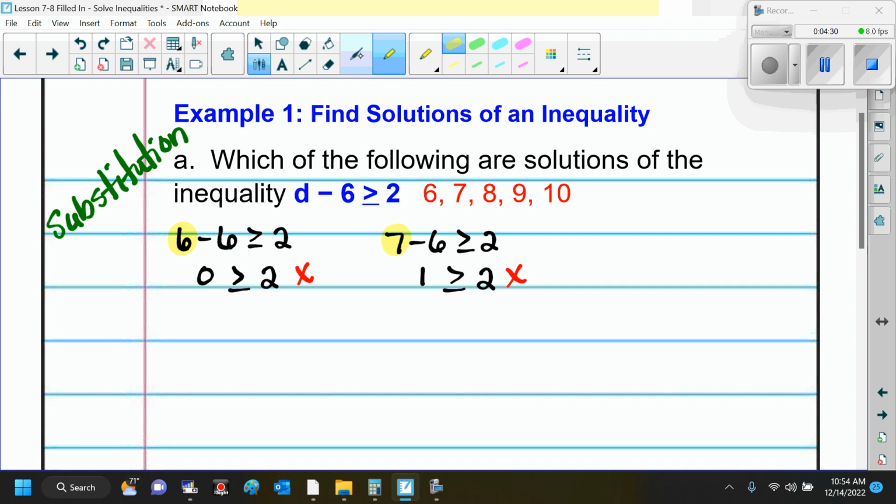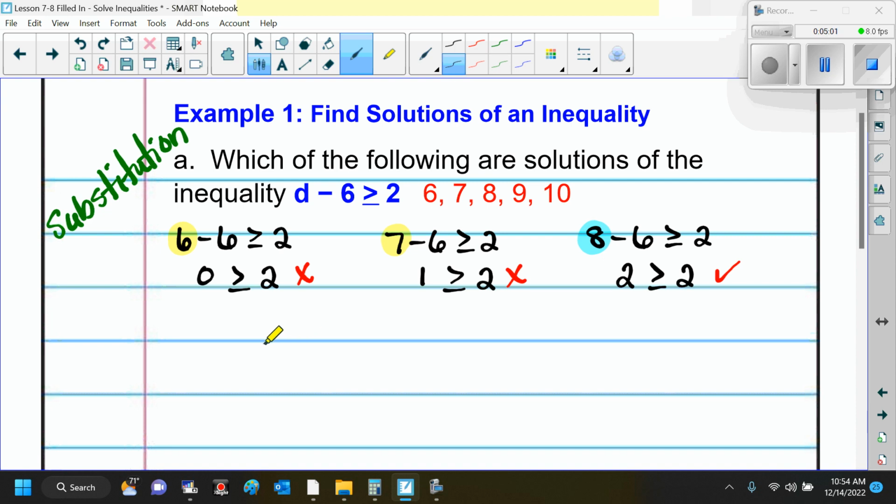All right. So let's take a look at, what do we do now? 8, right? So we have 8 minus 6 is greater than or equal to 2. So 8 minus 6 is 2. So 2 is greater than or equal to 2. That is true. Very good. This is a true statement. So 8, I'm going to do it in blue, 8 is a solution. Okay?